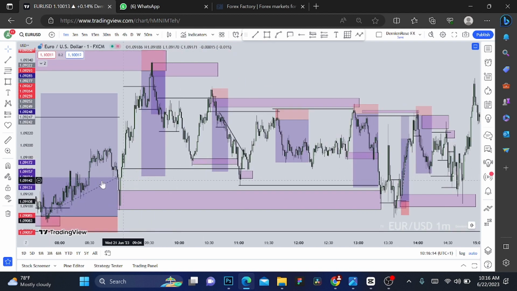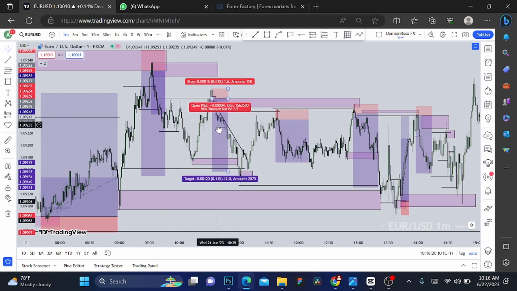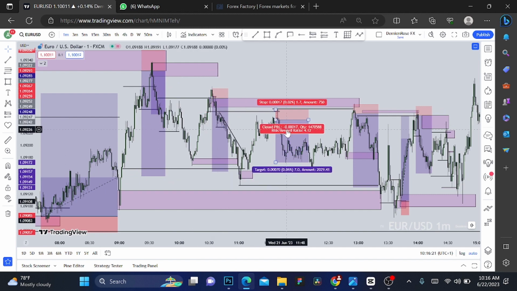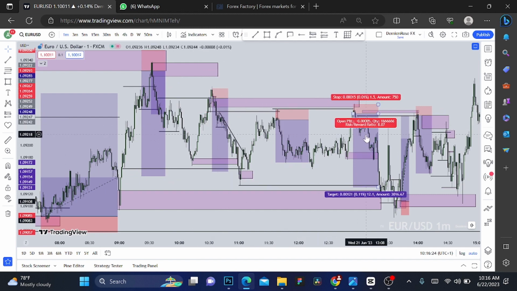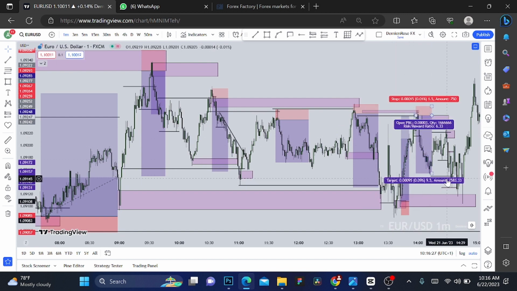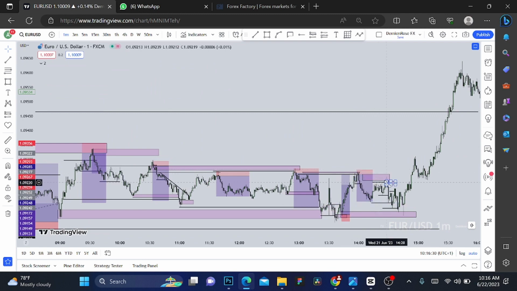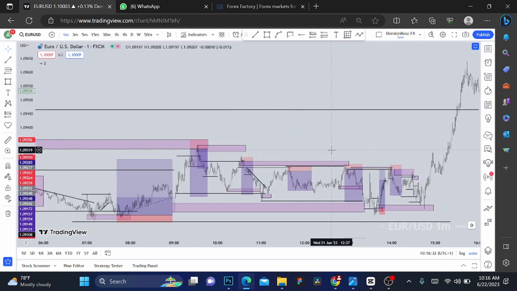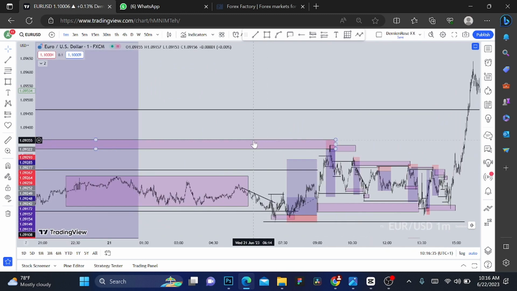We have this one, London trade, 1 to 7. We have this one 1 to 5. We have this one 1 to 7 right here. We have this one 1 to 4. We have this one 1 to 8. We have this one again 1 to 6. We have this one 1 to 6, and finally all these ones right here. So there are several opportunities if you know what you're looking for.